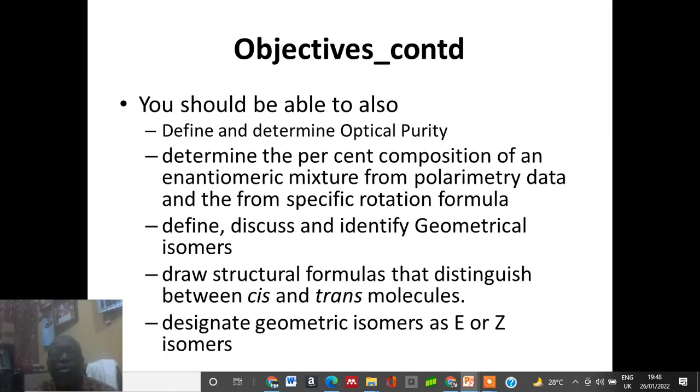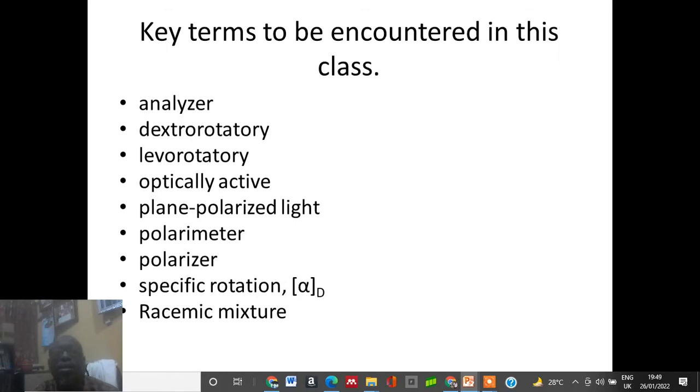In addition, you'll be able to define and determine optical purity. You should be able to determine percent composition of an enantiomeric mixture from polarimetry data and from specific rotation formula. You should also be able to define, discuss, and identify geometrical isomers. You should be able to draw structural formulas that distinguish between cis and trans molecules, as well as designate geometric isomers as E or Z isomers. These terminologies are the key terms you'll be encountering while the lecture progresses.